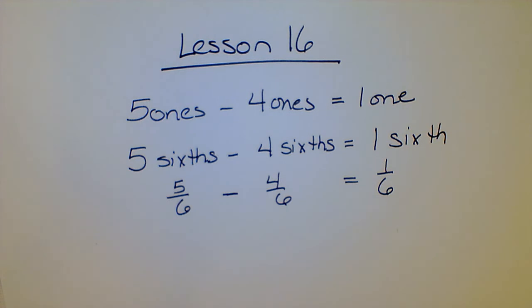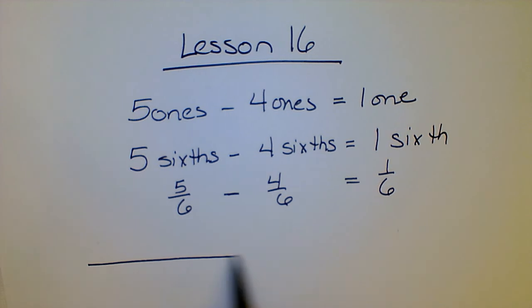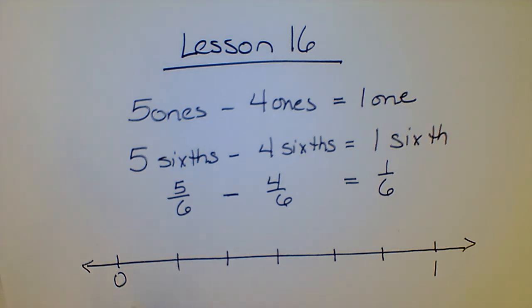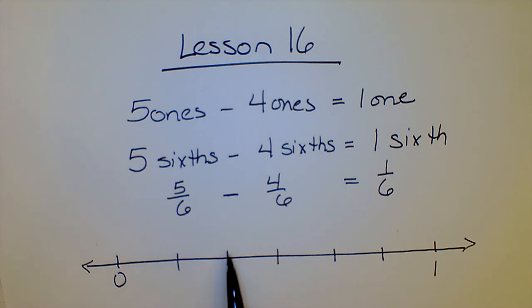Let's see if we can model that with a number line. I'm going to do a quick sketch of a number line for us. We need our 0, we need our 1, and since our denominator is 6, the number on the bottom tells us the number of pieces that I need. So I need to turn this into 6 pieces: 1, 2, 3, 4, 5, 6. So all these together, one whole, just as a reminder, would be 6 sixths.